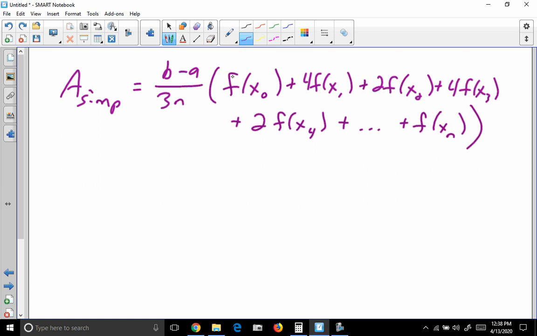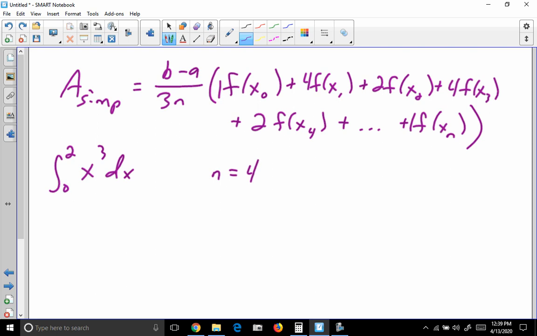So instead of having 1 here, and then all the middle ones having a coefficient of 2, we alternate between 4 and 2, 4, 2, 4, 2, etc. Also, instead of having b minus a over 2n, we have b minus a over 3n. So if we want to do that same one we were just doing, let's approximate it using Simpson's rule, and again using n equals 4.